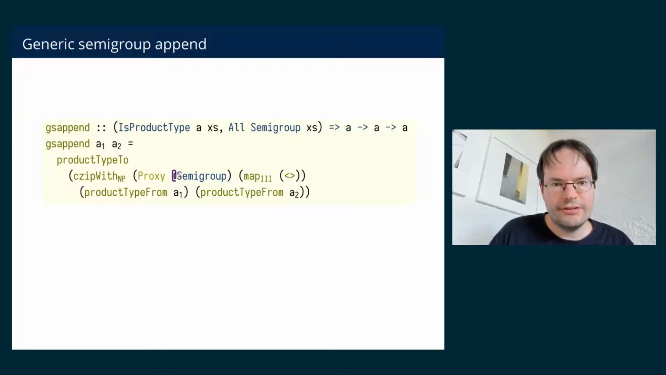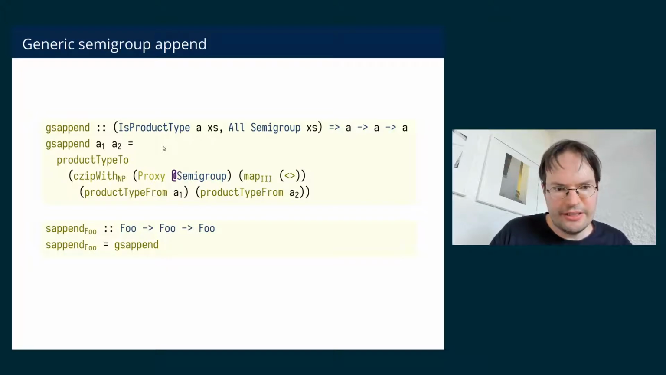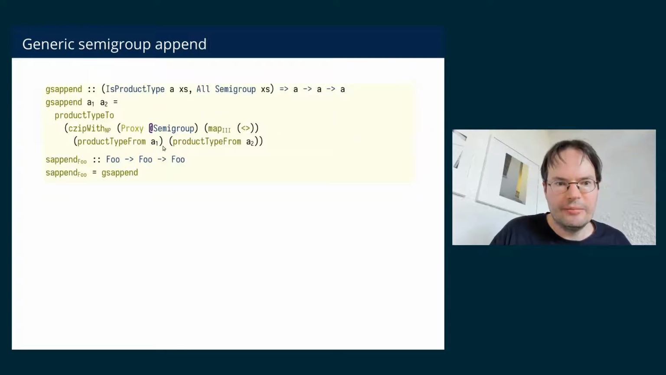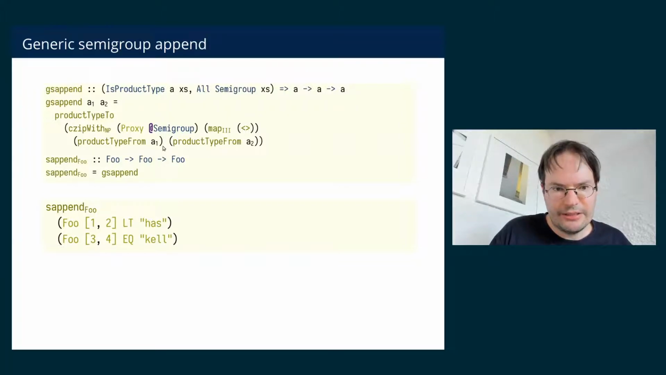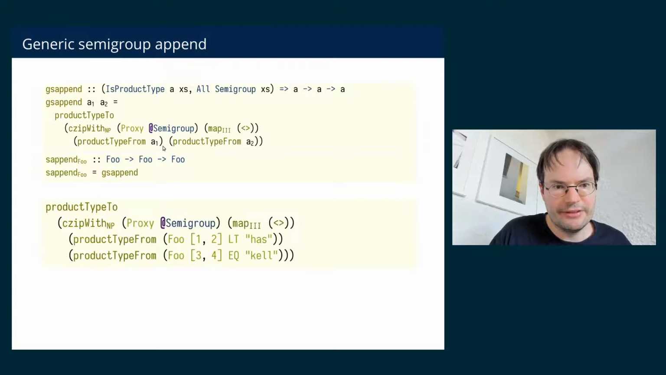Now, in order to see how the definition works, let's look at an example again. So if we instantiate gsappend specifically to the Foo type, and then consider applying this to the same two example values again, then again we can apply equational reasoning. So replacing sappendFoo immediately by the right-hand side of gsappend, we get this expression. And now we can look at productTypeFrom and see what that does.